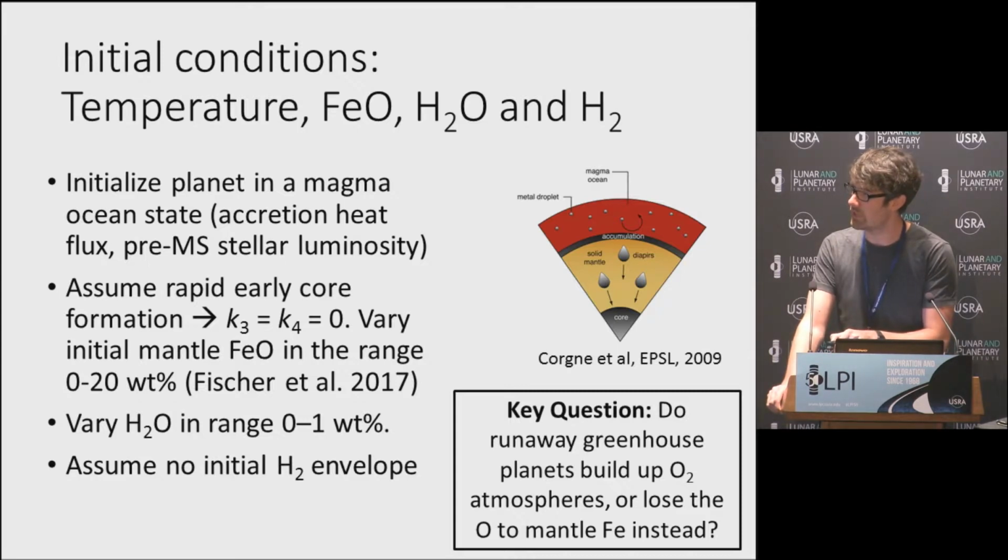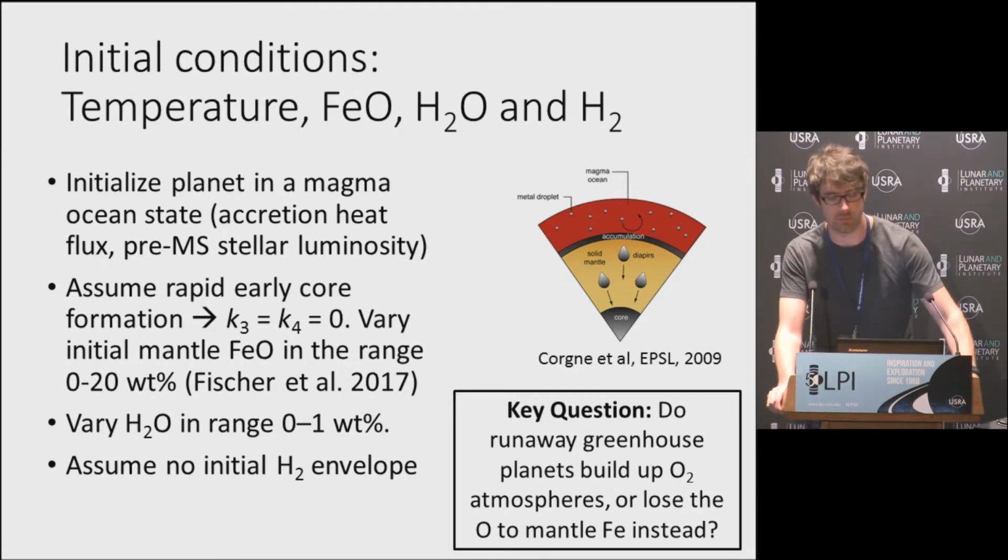And we vary the initial mantle FeO in the range from 0 to 20%. This is a wide range, so we can understand sensitivity to this parameter. Average values in the solar system are around 8% or so. We vary H2O, the initial H2O abundance, in the range 0 to 1%.